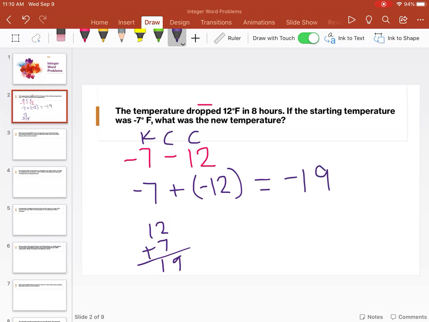And then I look back at the question because sometimes there's a word in the question that makes you change this to the absolute value to make it a positive, and sometimes there's not, and you can leave it negative. So for the temperature, I have to think, can temperature be negative? Yes, it can. So my answer will be -19 degrees Fahrenheit. Okay.